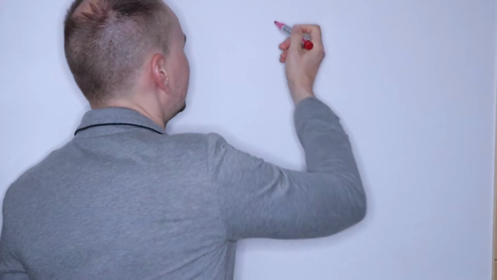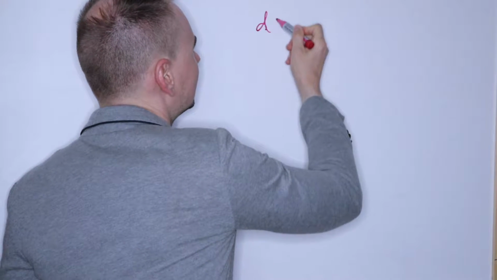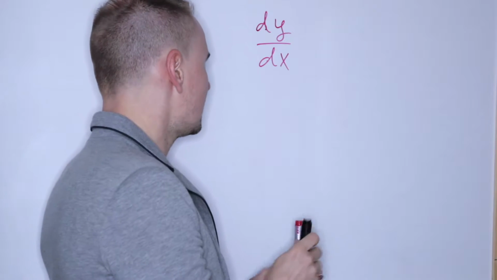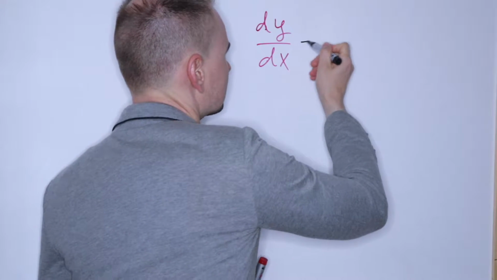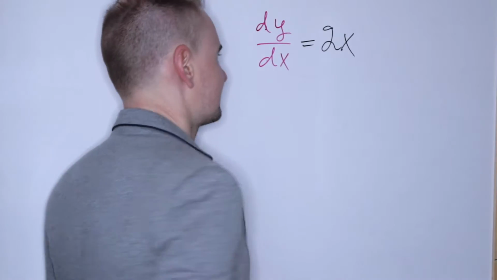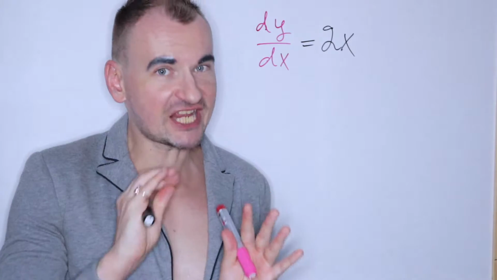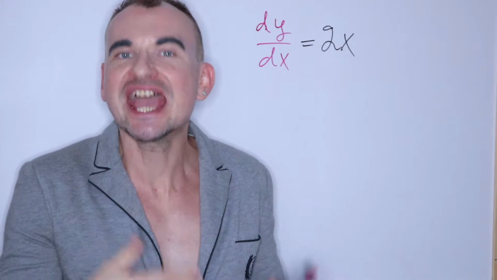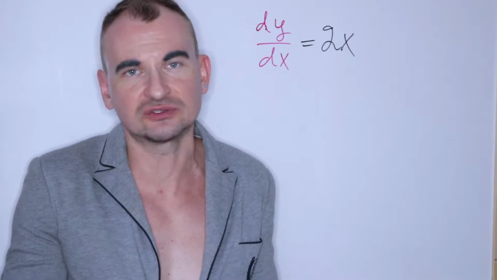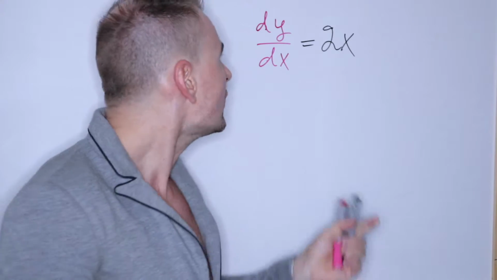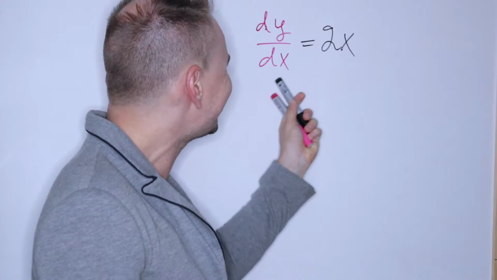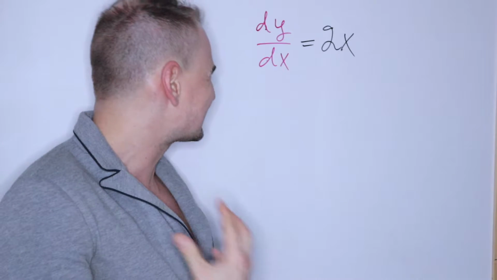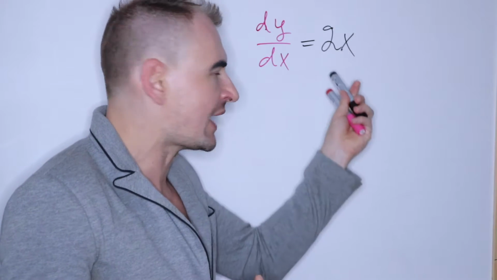So say you have been given something like dy/dx equals 2x for simplicity. What is a differential equation? Basically, it's an equation that contains a function and its derivative or derivatives, so it could be more than one. So in this case, you are given dy/dx, which basically stands for the derivative of y with respect to x, equals 2x.